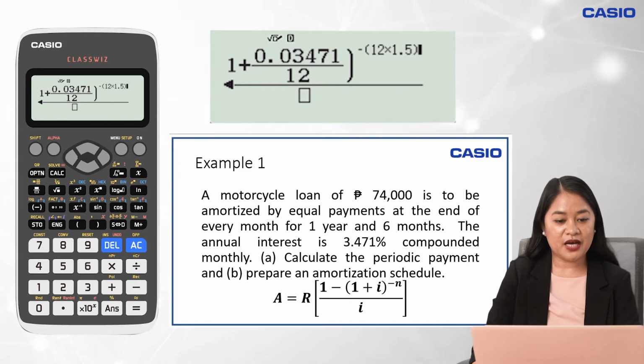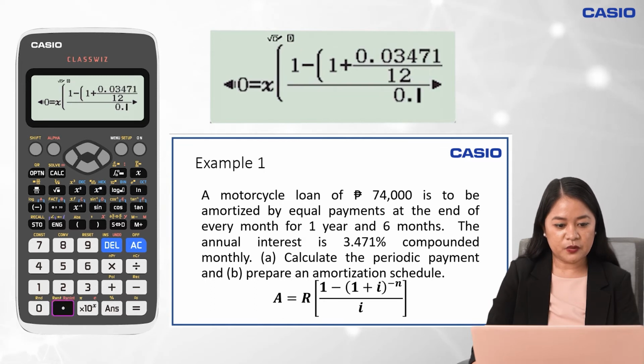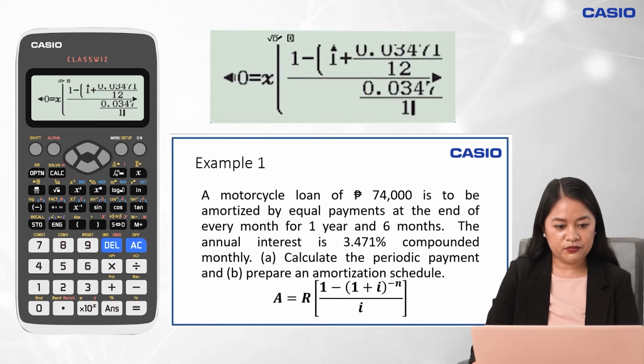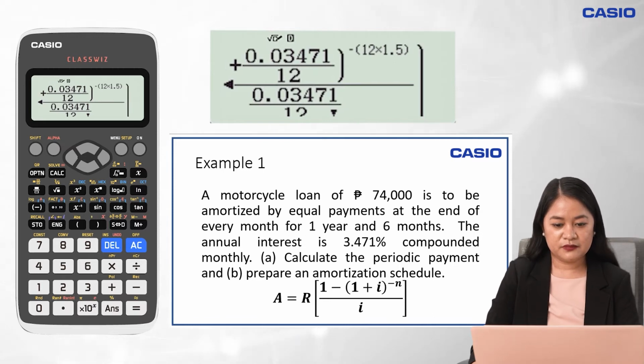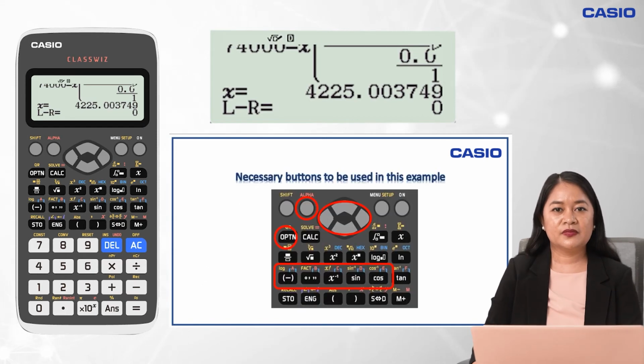Then we press again the right arrow key. So for the periodic rate, again that is 0.03471 over 12. Press the right arrow key again, then close parentheses. Once done with this, we press Shift, Calc, and equal sign. So it means that the periodic payment is 4,225 pesos.